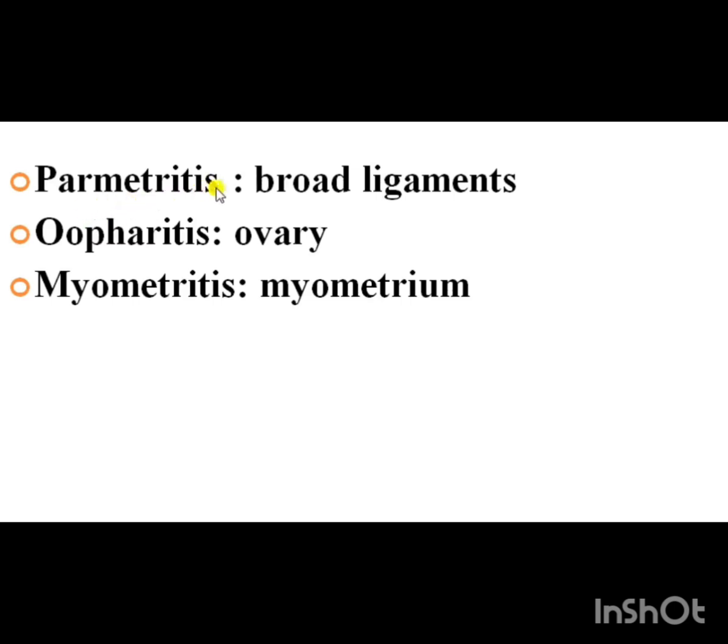Parametritis is the inflammation or infection of the broad ligaments. Uveitis is the inflammation or infection of ovary. Myometritis is the inflammation or infection of myometrium.